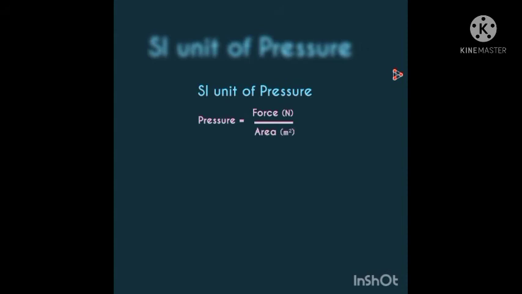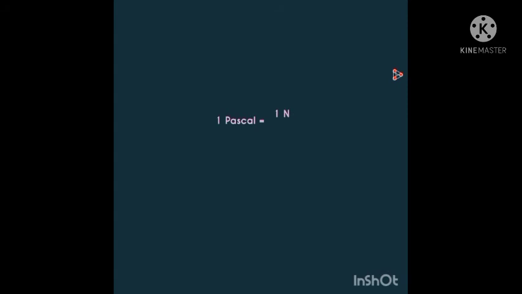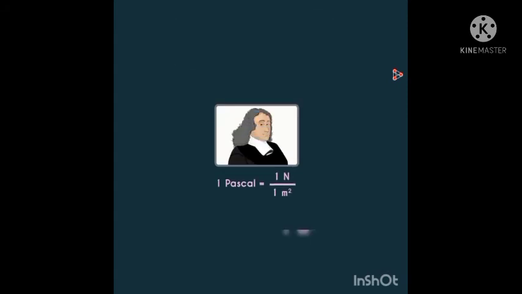Then, what is the SI unit of pressure? Pressure is equal to force per unit area. So, the SI unit of pressure is Newton per meter square. It is also known as Pascal. 1 Pascal is defined as 1 Newton per square meter. It is denoted in honor of a French scientist Blaise Pascal.